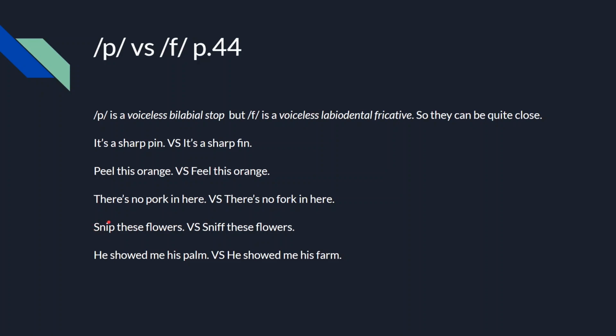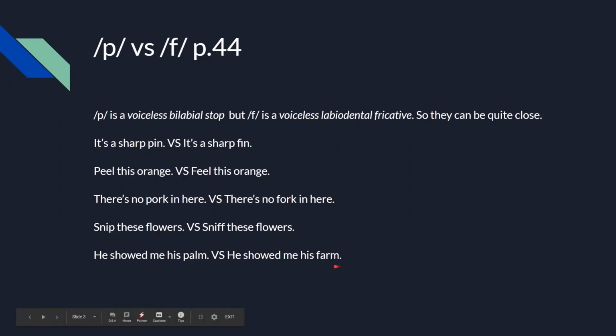Snip these flowers. Versus sniff these flowers. So in this case, the sound in question is at the end of the word. Snip these flowers. Sniff these flowers. And lastly, he showed me his palm. This one might be very interesting for us. But let's see. Versus, he showed me his farm.